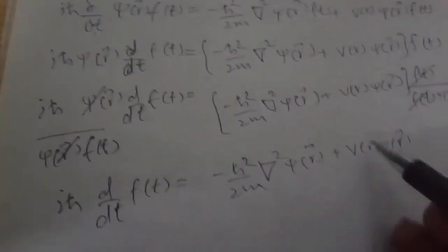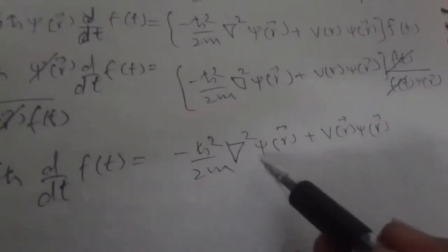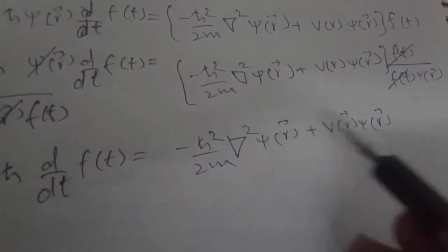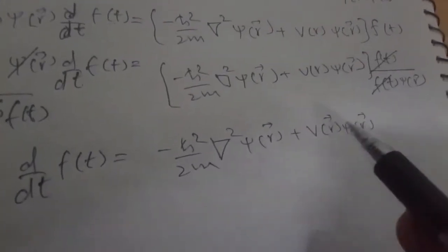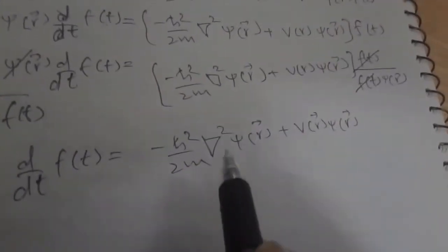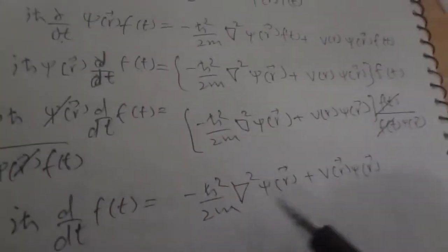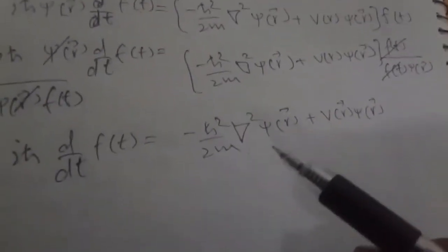Here we remember that the value of del is equal to curly by curly x plus curly by curly y plus curly by curly z. The value of del does not depend on time, so that's why we said that Hamiltonian is also independent of time.